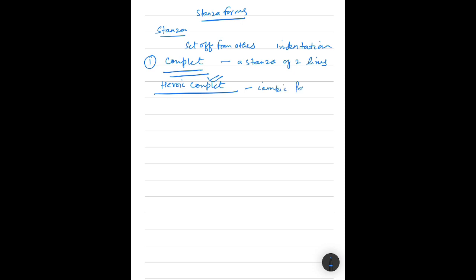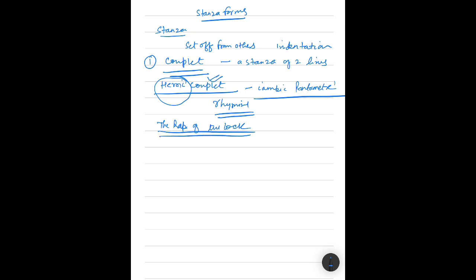Iambic pentameter lines. Two iambic pentameter lines, and two iambic pentameter lines which are rhyming with each other. So heroic couplet is a stanza of two iambic pentameter lines that rhyme together. You know, the word heroic is very significant here. It is called heroic because it was used extensively in heroic literature. We have the example of heroic couplet found in The Rape of the Lock. The Rape of the Lock is written in heroic couplet.